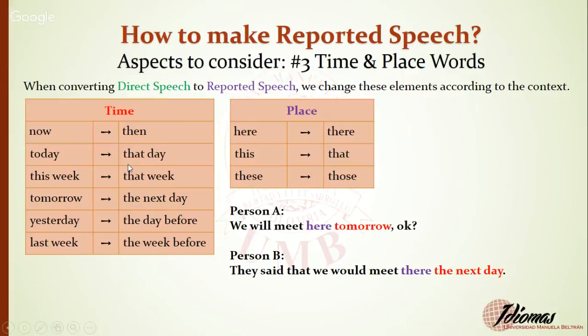When we have a sentence in direct speech that has now, we're going to change it to then. Today, that day. This week, that week. Tomorrow, the next day. Yesterday, the day before. And last week, the week before.